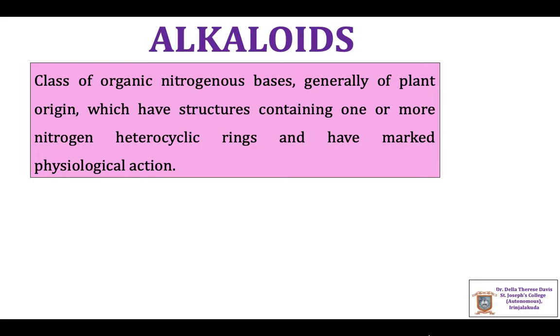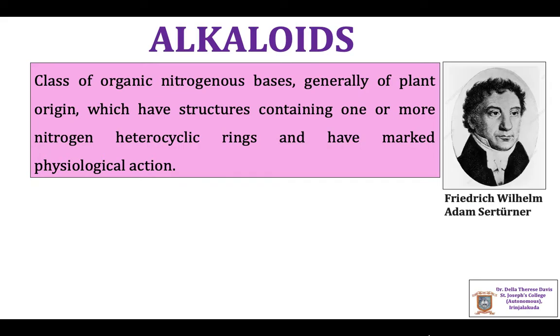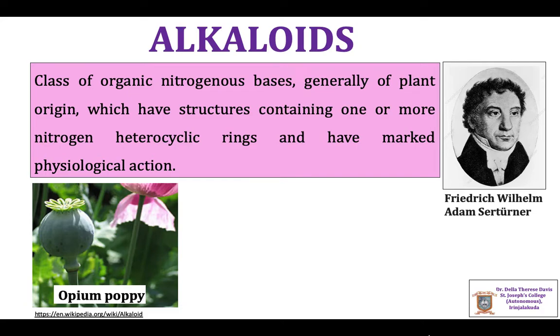In 1806, a German pharmacist, Sertürner, isolated the first alkaloid, morphine, from the plant opium poppy. Afterwards, many alkaloids such as quinine, brucine, coniine, nicotine, etc. have been discovered. And to date, there are about 2500 alkaloids known.